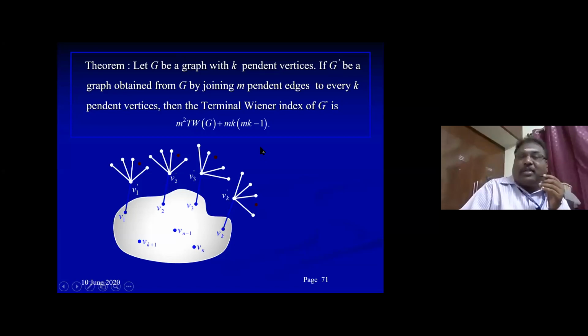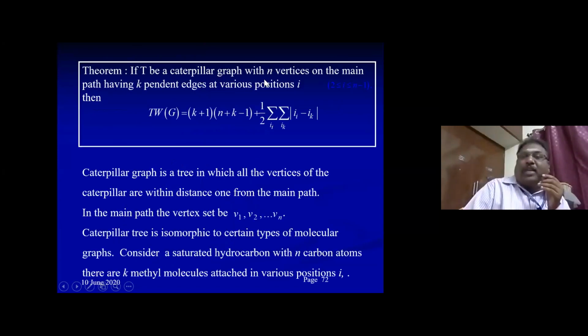Again here, the possibility is there. I can prepare a new compound using this compound, a new lead compound. That new terminal Wiener index is going to be the old terminal Wiener index into m squared plus mk into mk minus 1. Such a beautiful result. Caterpillar. What is a caterpillar? A graph with n vertices on the main path, and then you have any number of pendant vertices on the vertices in between. It's called a caterpillar. In reality, you know what a caterpillar is like. Okay, fine. So here k pendant vertices are there in various positions. Then I have a caterpillar and so on.